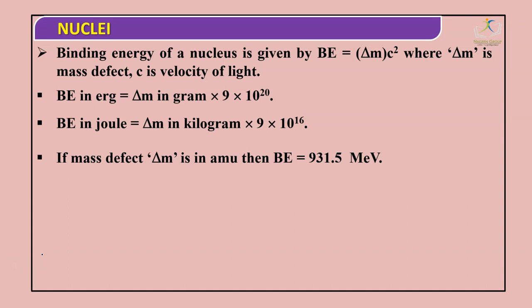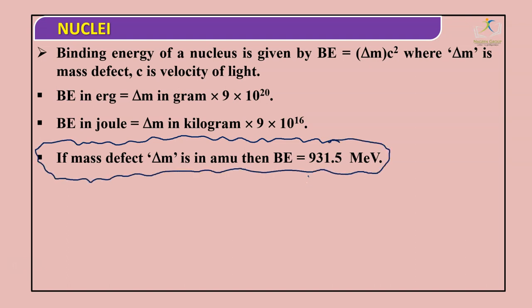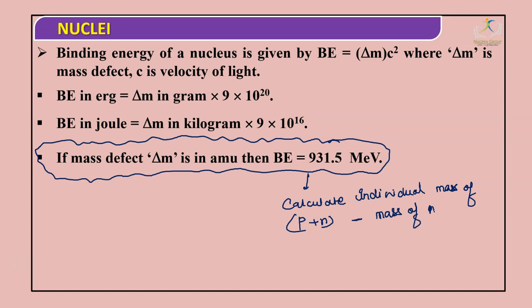Now, if the mass defect delta M is in AMU, then the binding energy is 931.5 mega electron volt. You can calculate this with the help of the binding energy formula if you know the value of the mass defect. How will you calculate the mass defect? Students, for that, the simple thing is to calculate the individual mass of protons plus neutrons and subtract the complete mass of the nucleus. This gives the value of delta m.